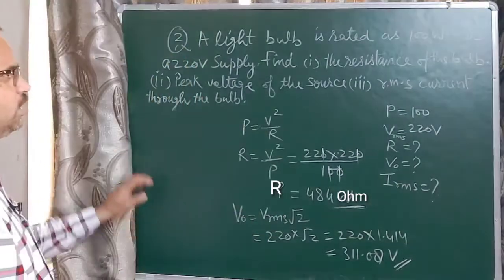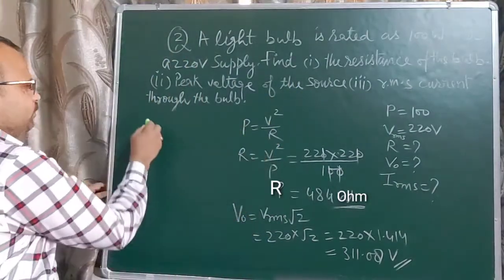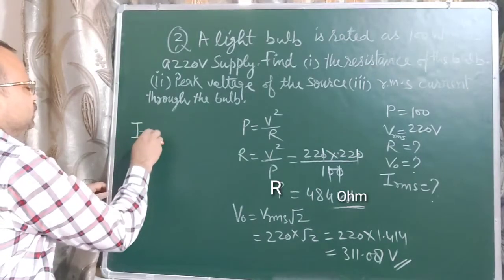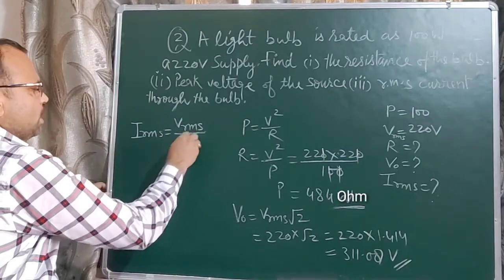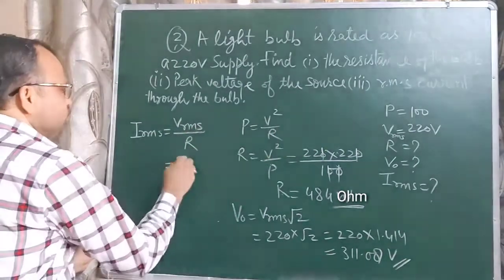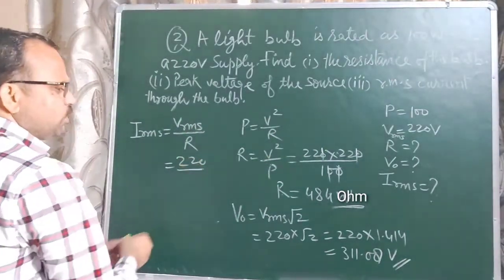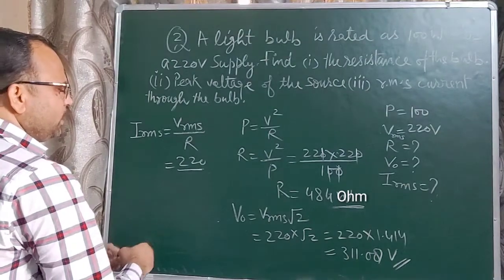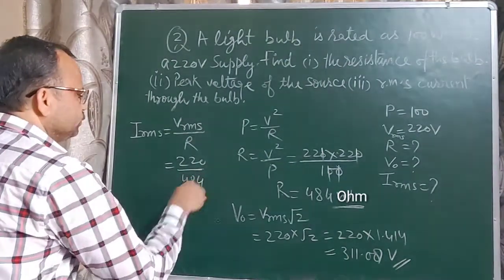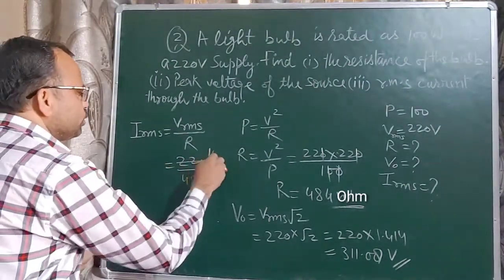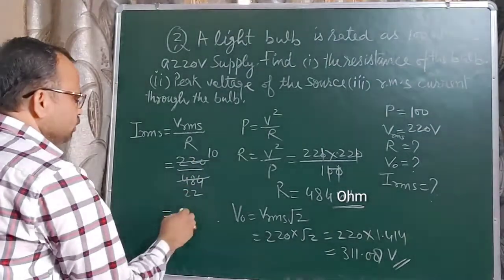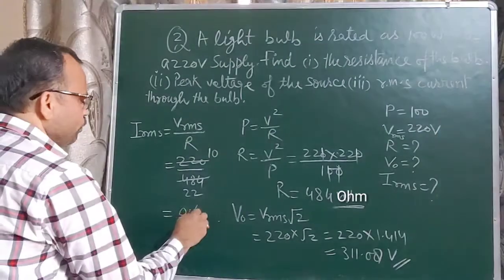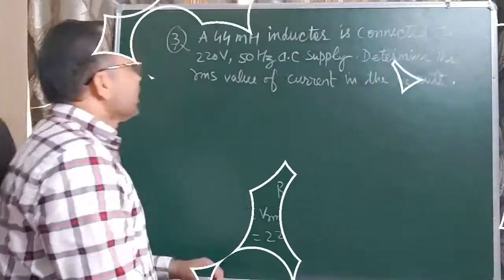After that, calculate the RMS current. IRMS is equal to VRMS upon R. So VRMS is 220 upon value of R, 484. 22 times the 220, 22 means 0.45.